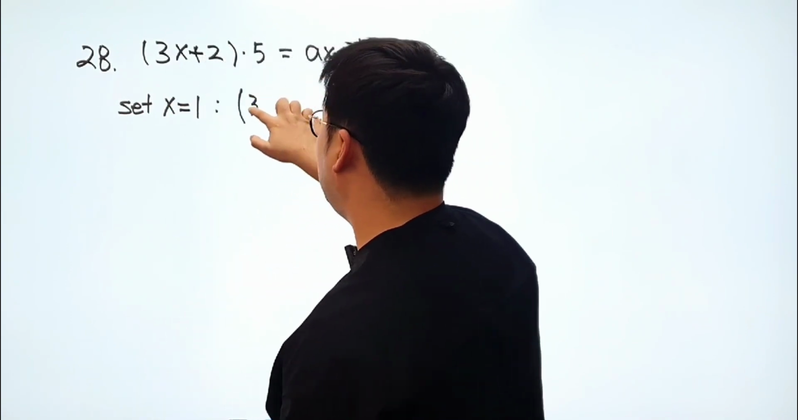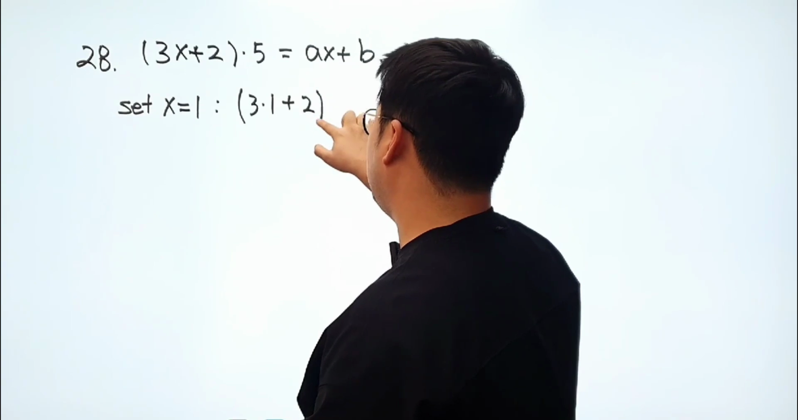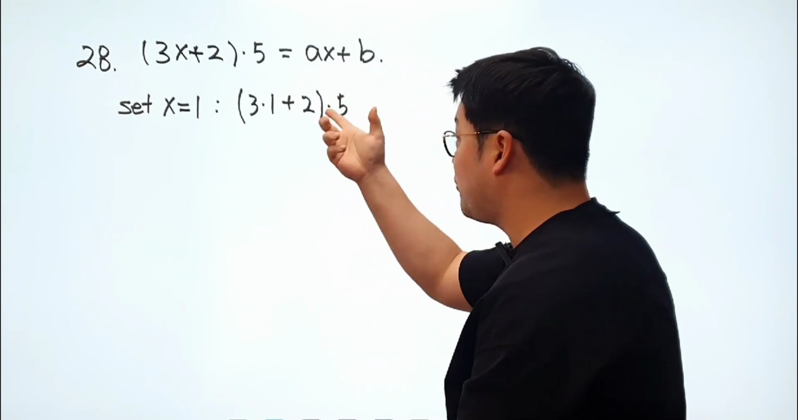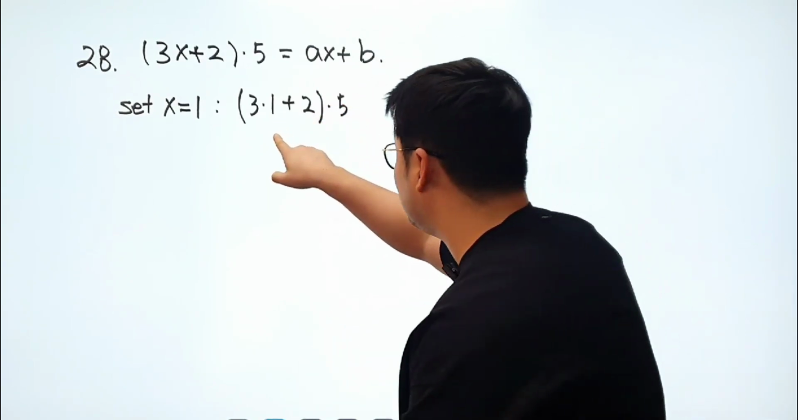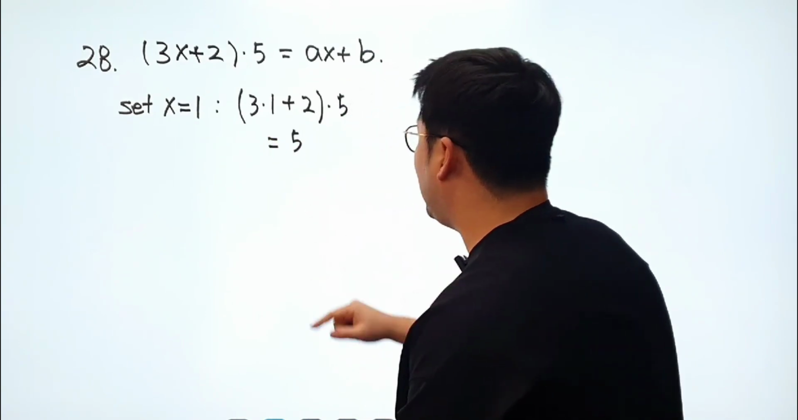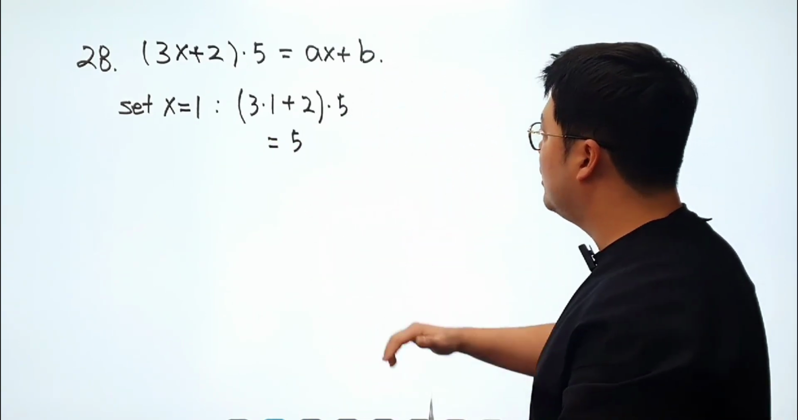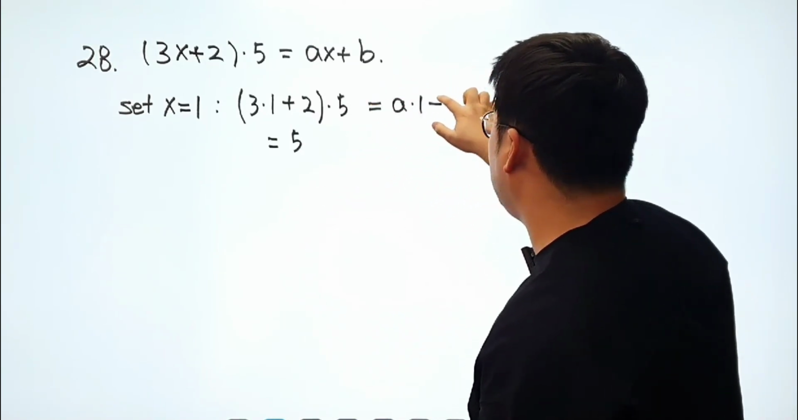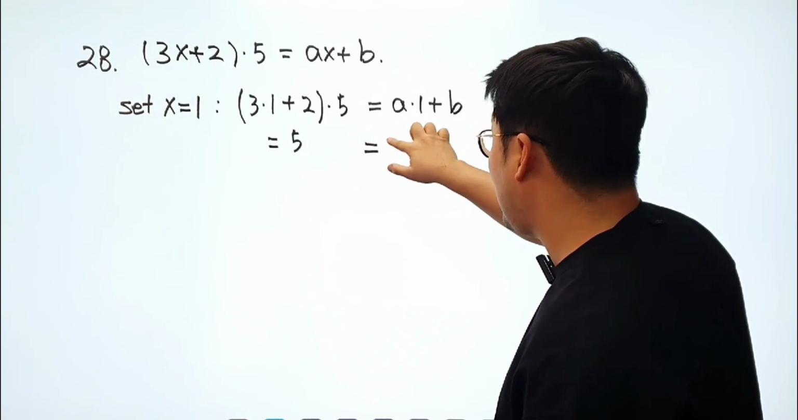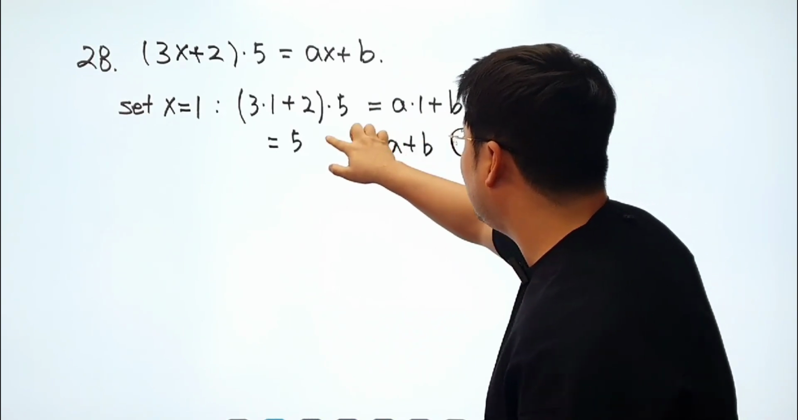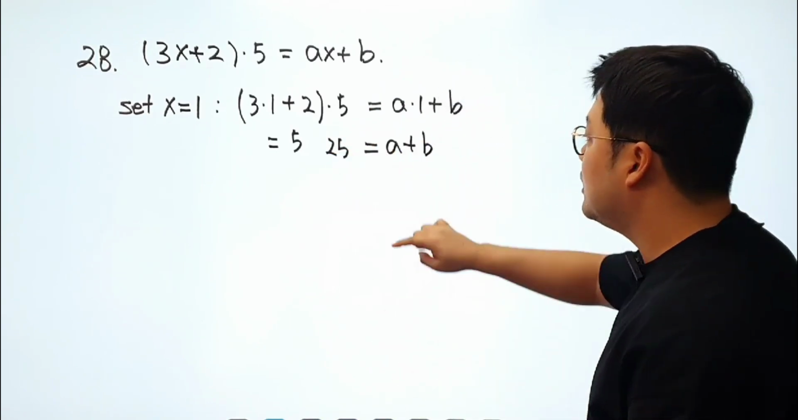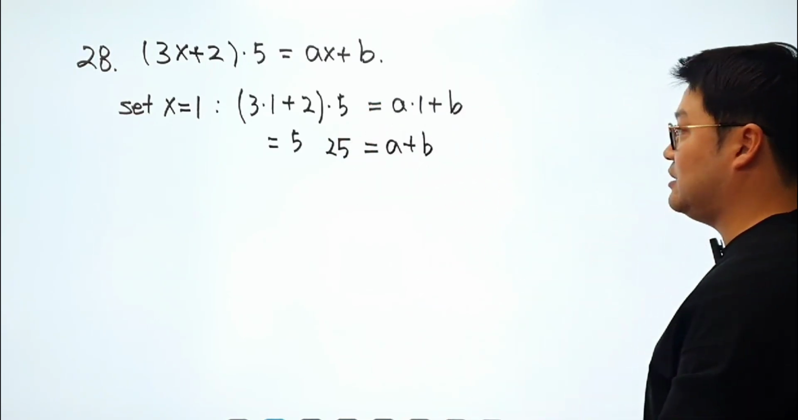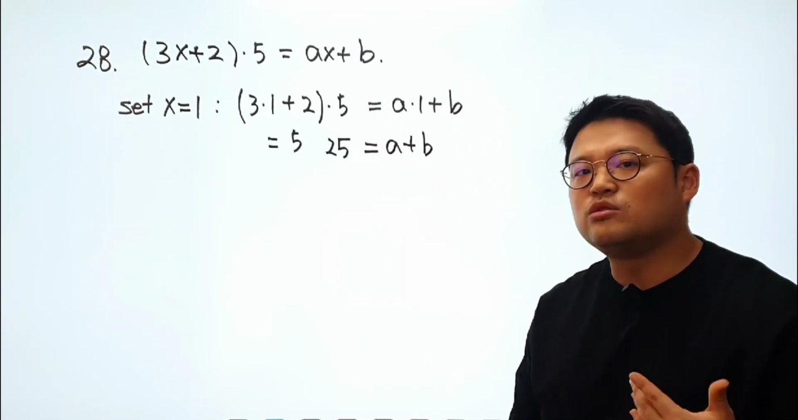We have 3 times (1 + 2), times 5. So open parentheses, and of course the parentheses tells us that we got to perform these numbers first. So that becomes 5, and if you multiply 5 by 5, you get 25. And this is supposed to be a times 1 plus b, which should be a + b. So we can tell that this is 25, in fact.